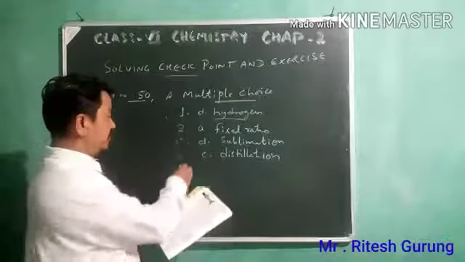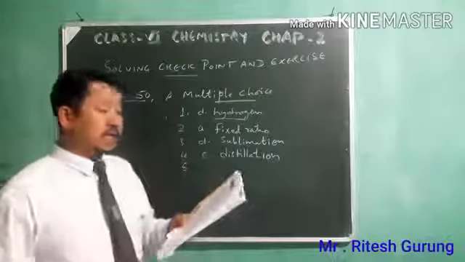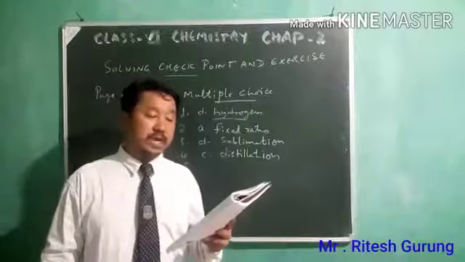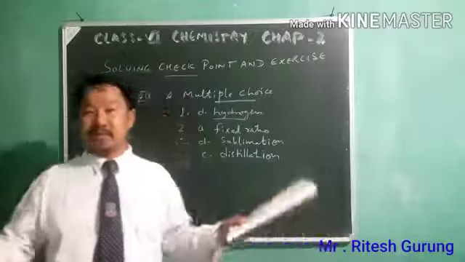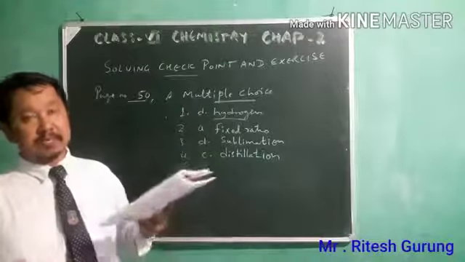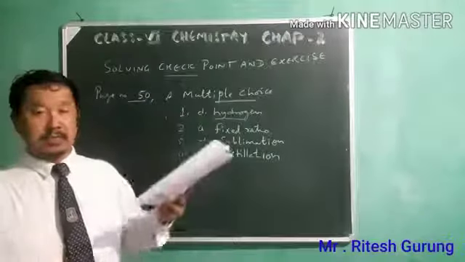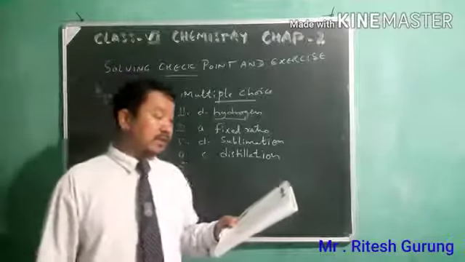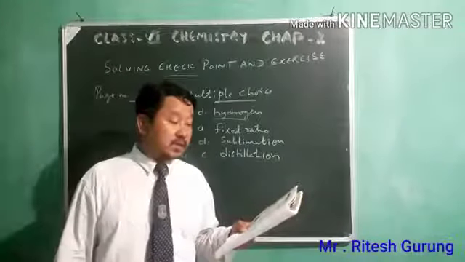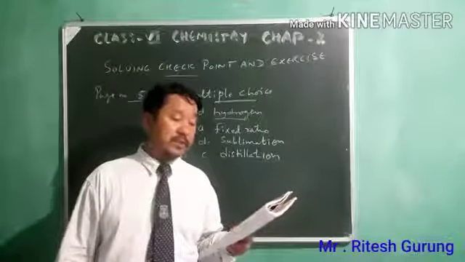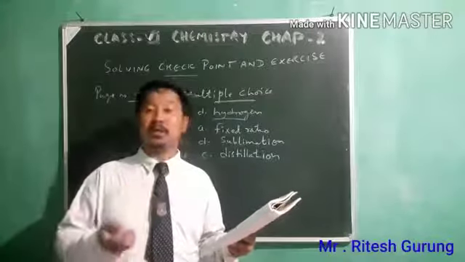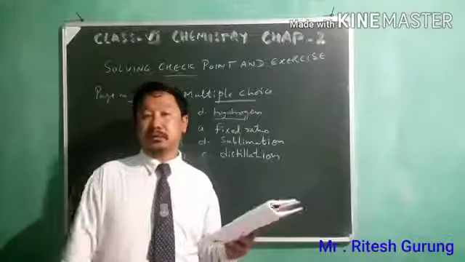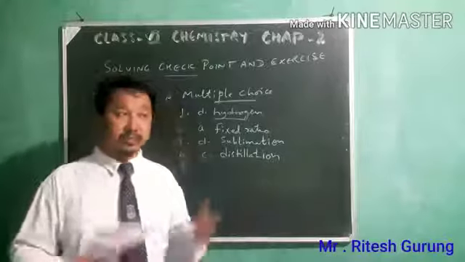Then number 5. The constituents of a mixture are present in a fixed ratio, any ratio, variable ratio, none of these. Mixtures are made up of many things. It may be elements and elements, elements and compounds, anything. Which one is the correct option when you are talking about a mixture?